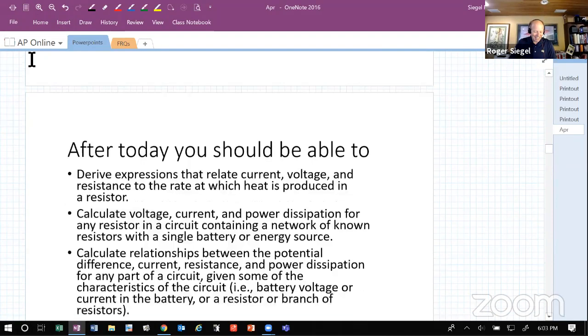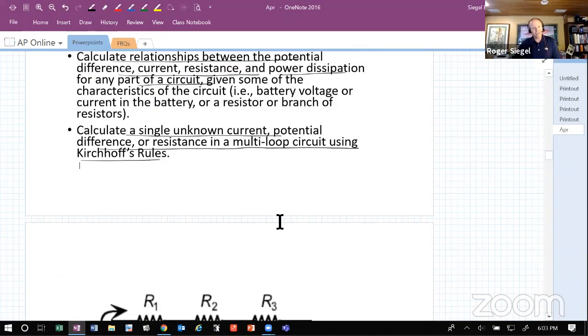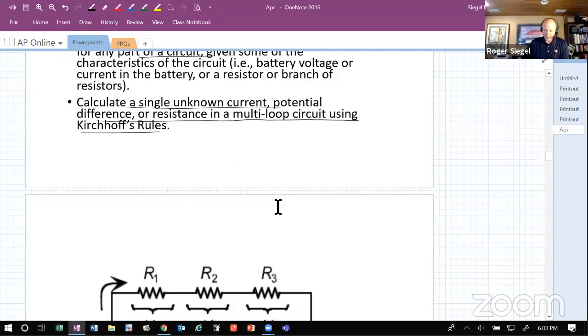So today's ideas, what you're going to do is you're going to have expressions that relate current and voltage and resistance to the rate at which heat is produced, calculate current and power, calculate relationships between potential difference, current, resistance, and power dissipated in any part of the circuit, and find a single unknown current, potential difference, or resistance in a multi-loop circuit using Kirchhoff rules. I should have thrown the Kirchhoff rules slide in there, but we're going to talk about those. Let's just review that real quick. We have the loop rule and the junction rule.